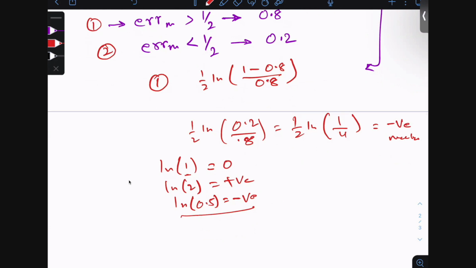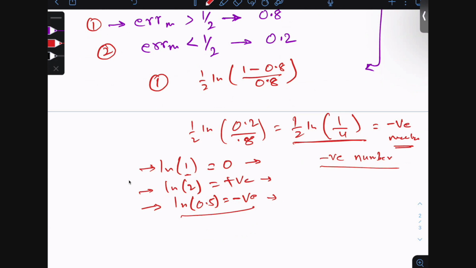So again, to repeat, natural log of 1, log of 1 is what? 0. Log of 2 is a positive number. Log of anything less than 1 is what? A negative number. What will be this particular number? This particular number is going to be a negative number, right? Correct? This particular number will be the negative number.